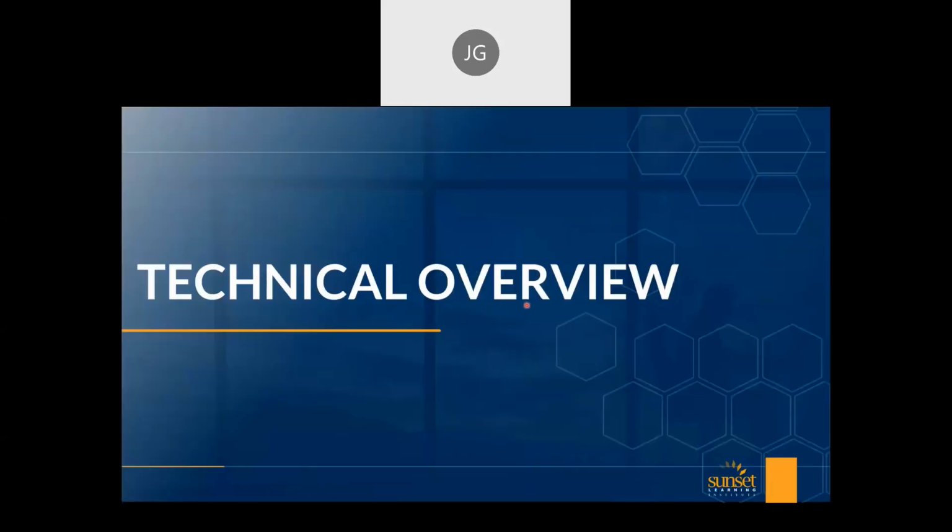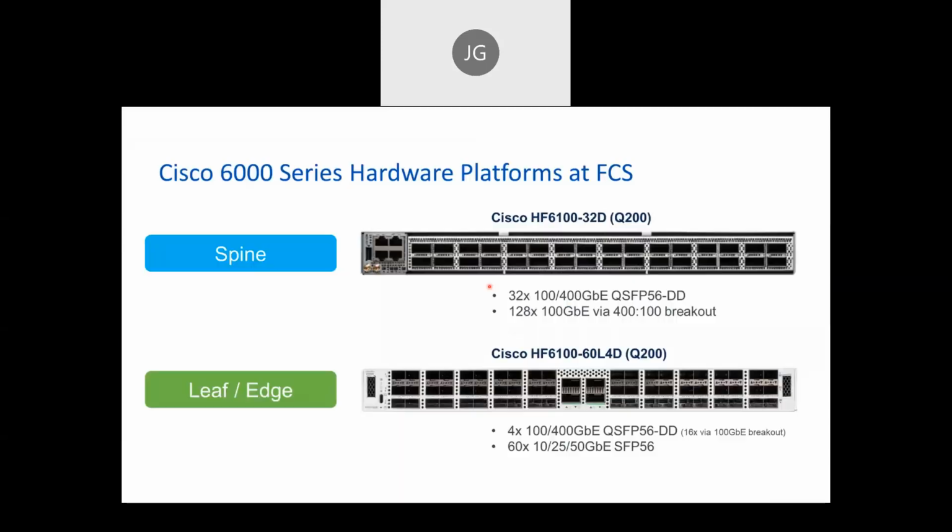Now with the technical overview. Okay, we're looking good on time. So the technical overview is we have two versions here. We've got the 6100 32D. This is going to be our spine. This is going to live up top. This is what's going to be transmitting the majority of the data.